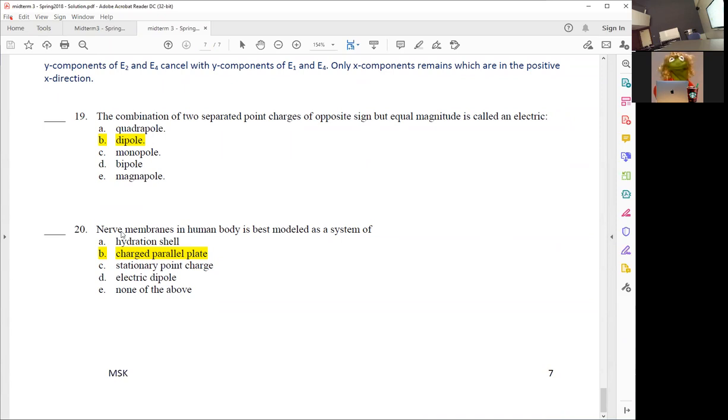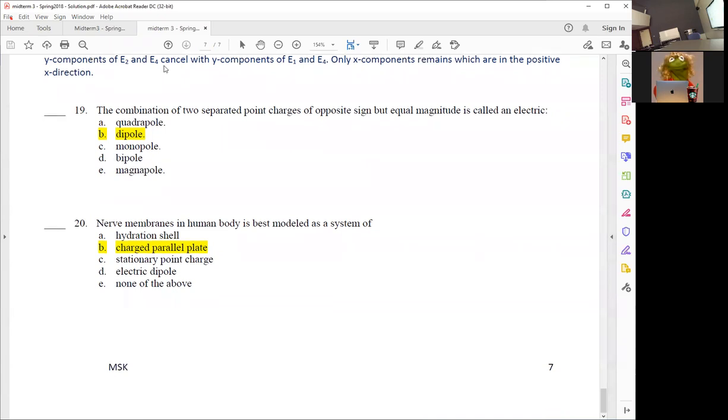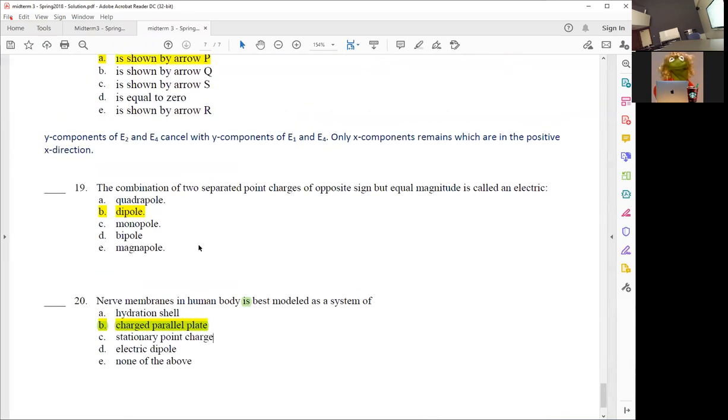So question 20, the last question in this midterm, will be the following: nerve membranes in the human body are best modeled, there's a typo here, so are best modeled as a system, of course, of charged parallel plates. So this is the answer to this question, like we saw in the lecture.